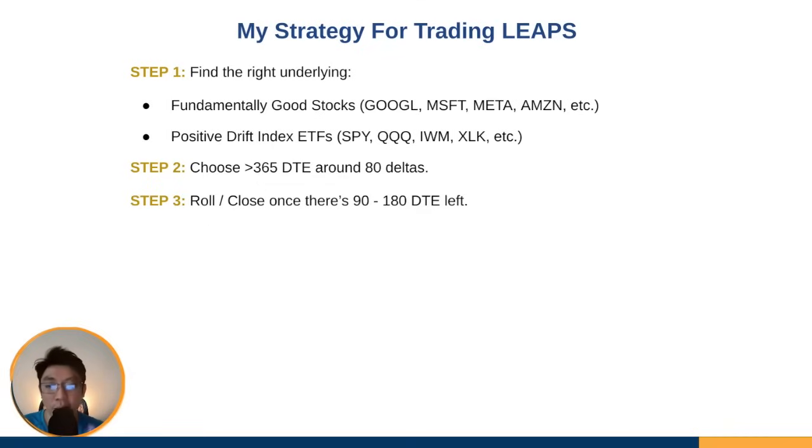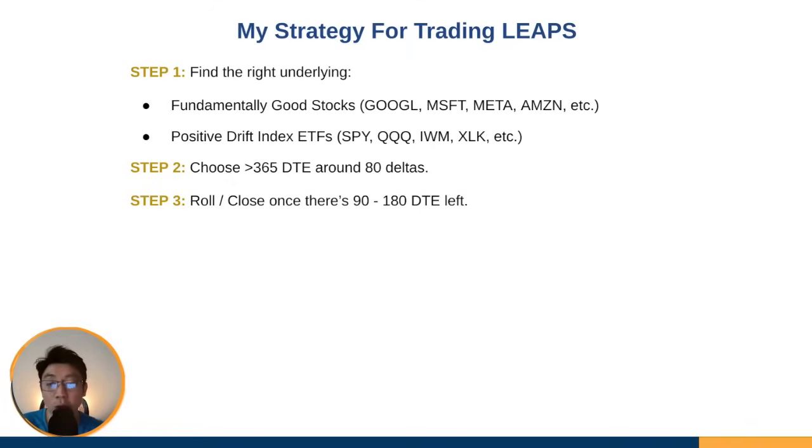And finally, step 3. So step 3, this is where you either choose to continue putting on the trade, right? If you want to continue, you roll it, because remember, options, they all have an expiration date. If you come to the end of the DTE, you need to know what to do, right?